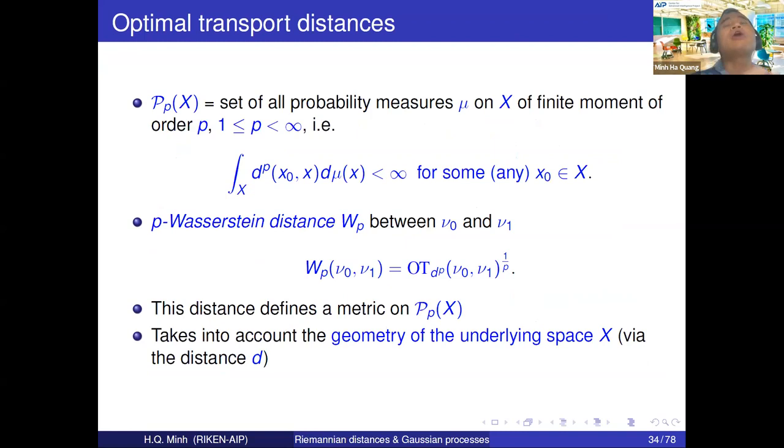Now on the set of probability measures with finite p-th moment, where the integral of the norm of x to the power p is less than infinity, there's something called the p-Wasserstein distance, just given by this optimal quantity to the power of one over p. And this defines a metric on the set of probability measures. It takes into account the geometry of the underlying space X, via the distance p on the space X.